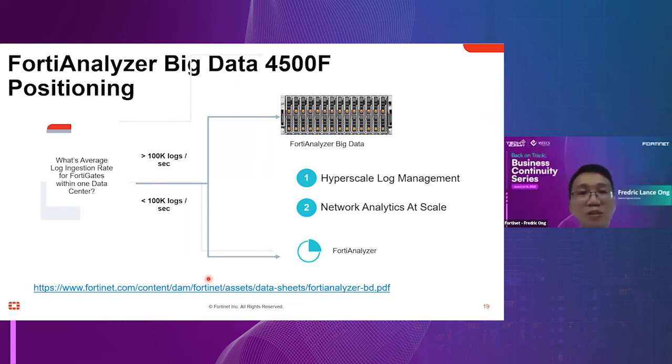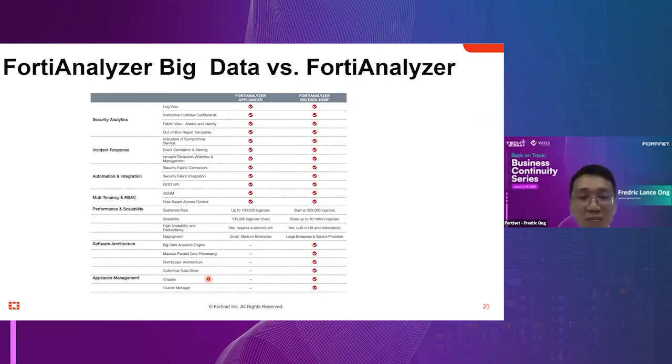So comparing to the regular FortiAnalyzer, the Big Data model, the 4500F, you can see here some of the additional capabilities that are available only in the Big Data. The analytics engine, more parallel data processing, the architecture, and also it's a chassis-based solution basically, and there's a cluster manager already built in. So this is really a high rate. The other features are standard across both FortiAnalyzer models. So you can see here. Most of these I already explained in my previous slide.